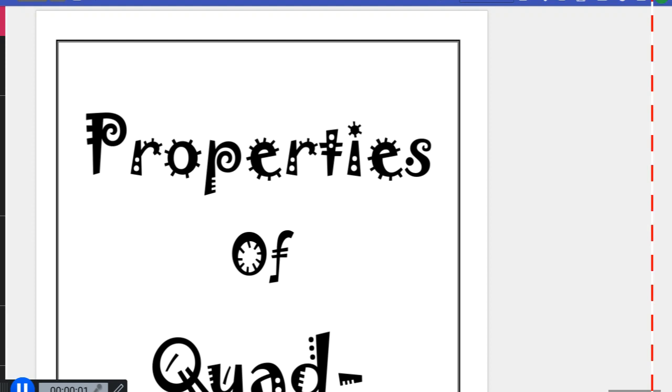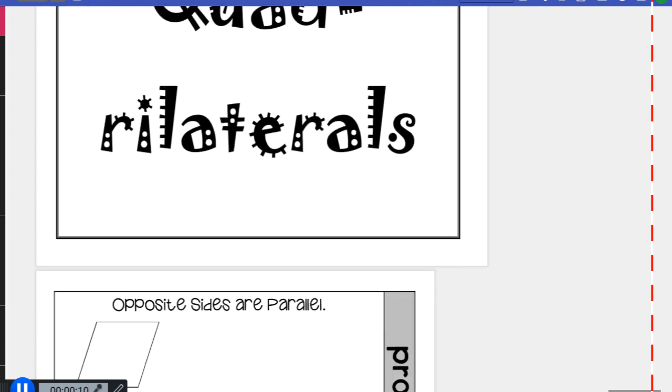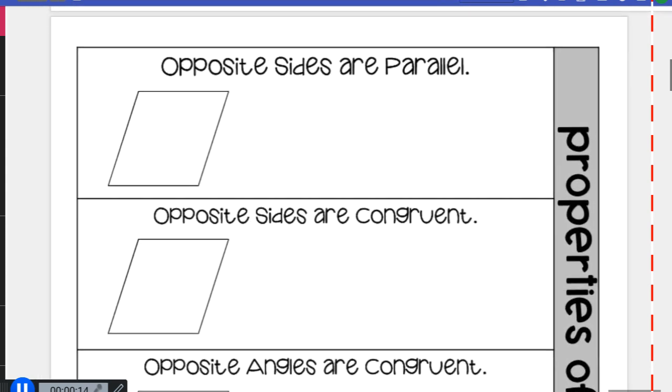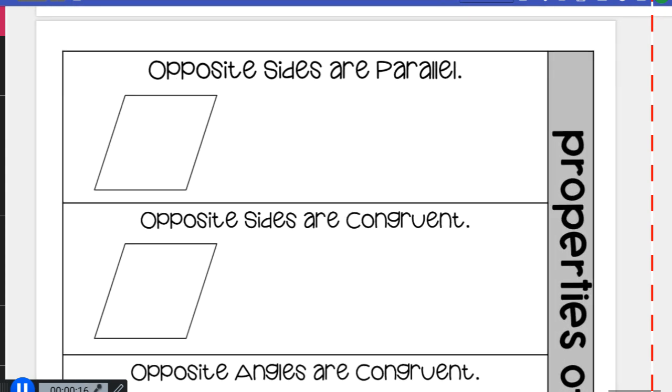Alright, we're starting PG2 today. So we're working on properties of quadrilaterals. Normally this would be in a foldable, but we're going to do it in a digital, and it'll just go down and down and down. Alright, so these are all properties of parallelograms.